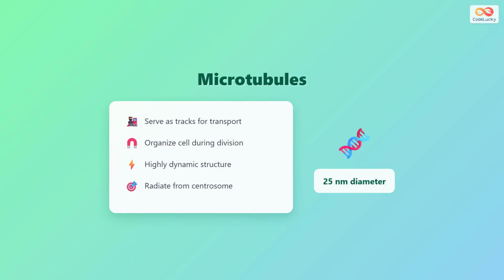Microtubules are the largest cytoskeletal structures with a diameter of 25 nanometers. These hollow tubes serve as tracks for the transport of cargo throughout the cell, much like railroad tracks guide trains. They play a crucial role in organizing the cell during division, forming the mitotic spindle that separates chromosomes. Microtubules are highly dynamic structures, constantly growing and shrinking in response to cellular needs. They radiate outward from a structure called the centrosome, creating a network that extends throughout the entire cell.